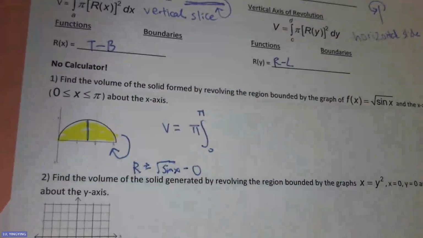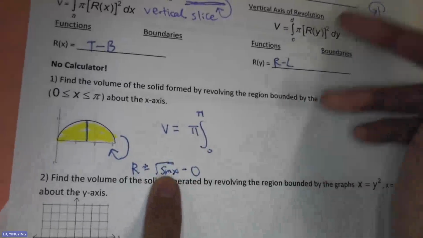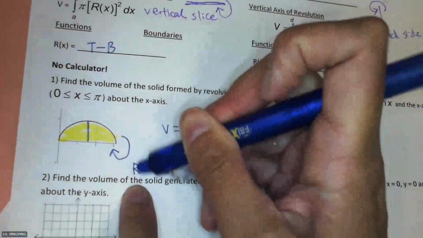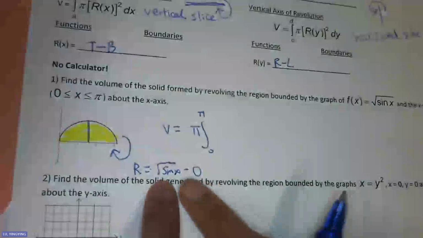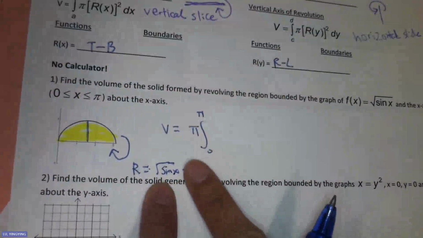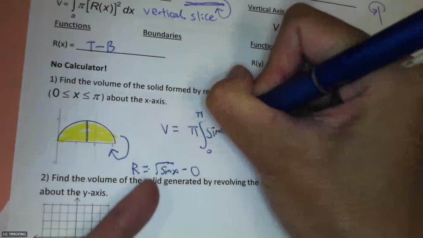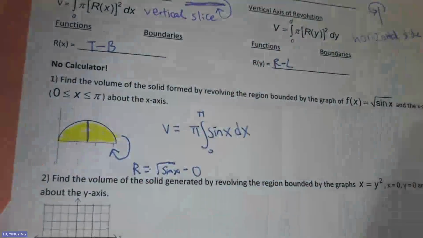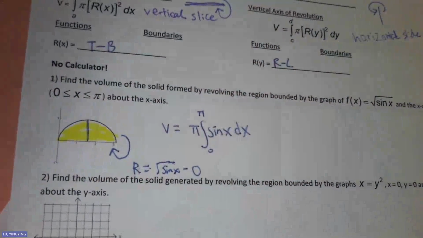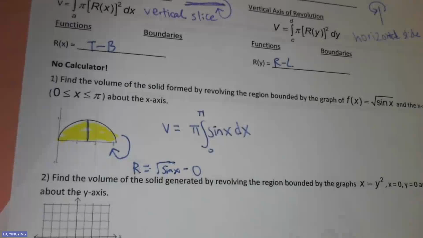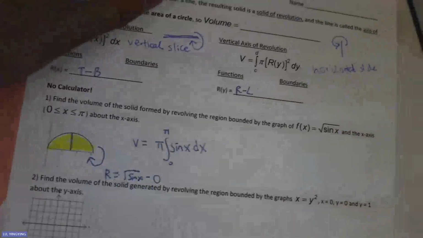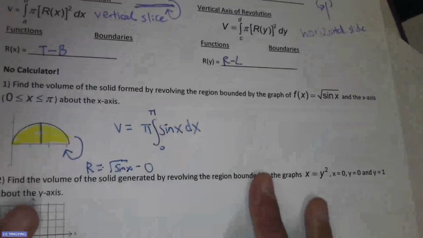I'm doing pi r squared. So to make our integration easier, R is this. We don't have to have minus 0. If I square that, you're going to get just sine x. And then we're going to integrate that. Okay. What's the antiderivative for sine x? Hello, everybody. What's the antiderivative for sine x?